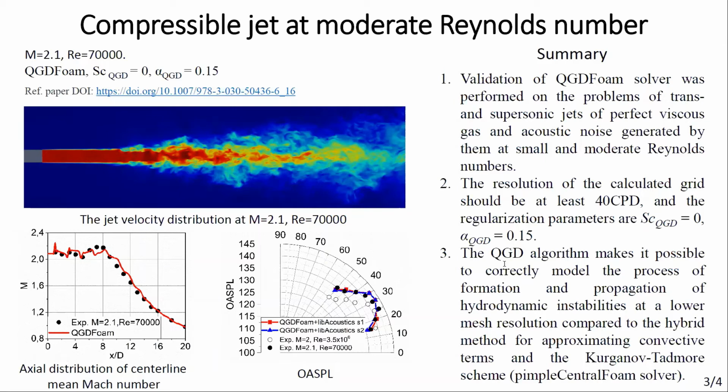We investigated and compared the QGD algorithm with other solvers, and the QGD algorithm makes it possible to correctly model the formation and propagation of hydrodynamic instabilities at low mesh resolution compared to, for example, the hybrid method for approximation of convective terms and the Kurganov-Tadmor scheme in the pimpleCentralFoam solver. But the QGD algorithm is slower than other solvers.